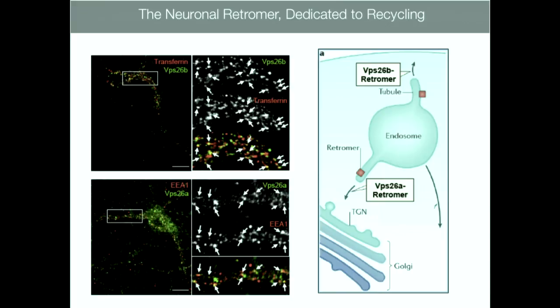Now, at some level, that might be good enough, because I told you earlier that the recycling pathway is of fundamental importance for the integrity of a neuron, for synapses, for dendrites, for learning and memory, for the integrity of the nervous system. And so you can just hand wave that and say, sure, that's why neurons have evolved to have a separate dedicated retromer. And I think that's true. But we can take it one step further.